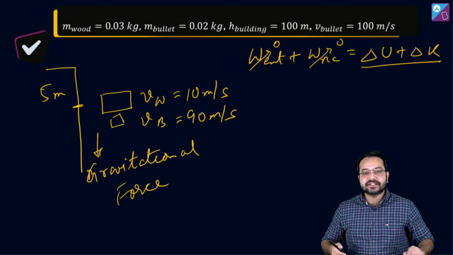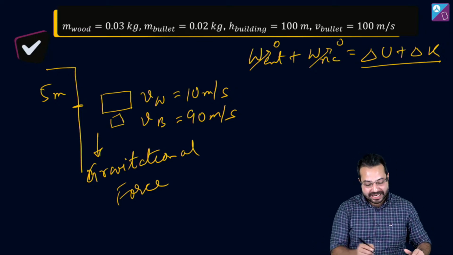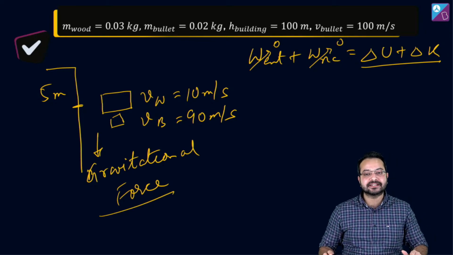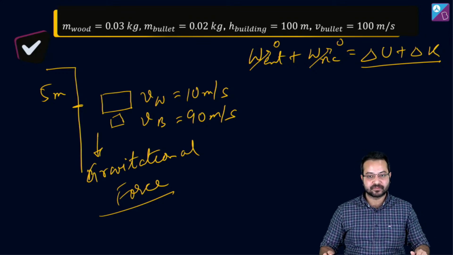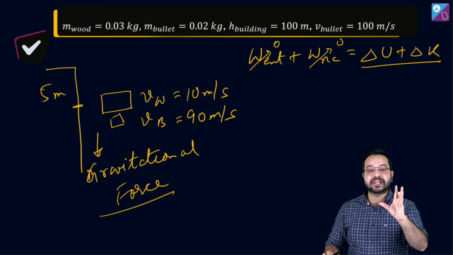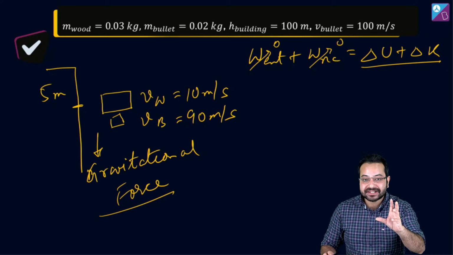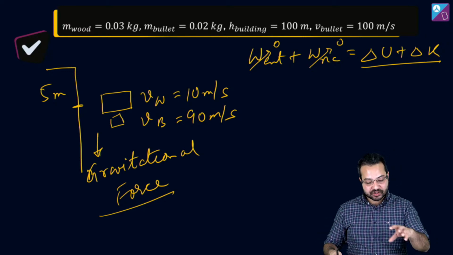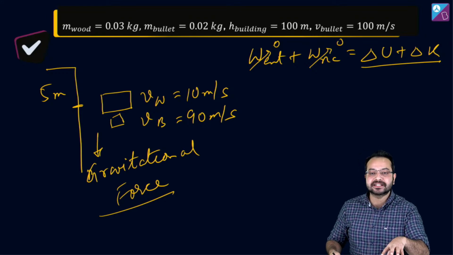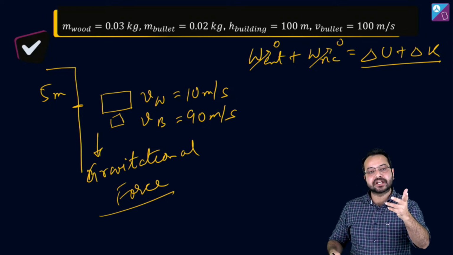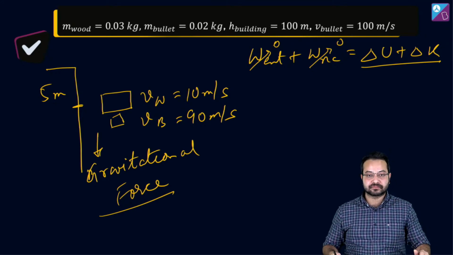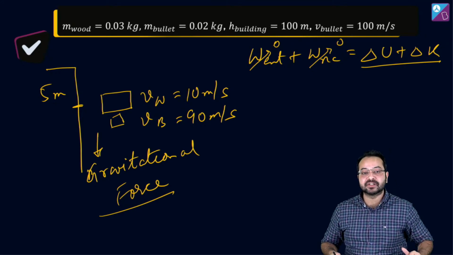Now, when this collision is happening, the external force acting is the gravitational force. The gravitational force is a well-behaved force, which means that its value cannot change instantaneously. Gravitational force is going to be a constant. Its value cannot change instantaneously, which means it cannot act as an impulsive force.